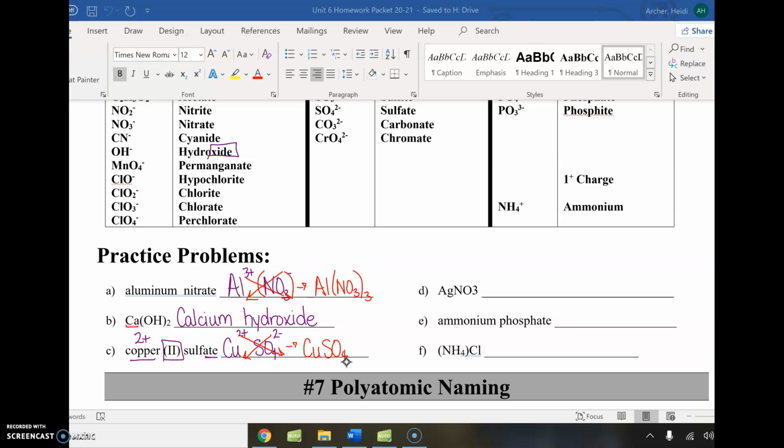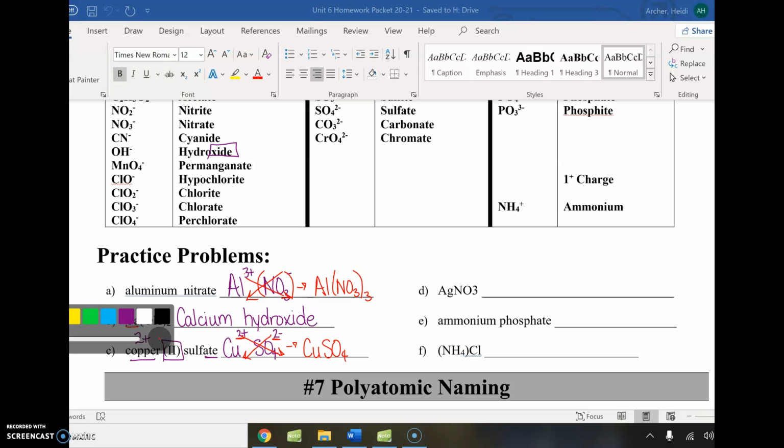When I see that my charges match, 2 and 2, I know that that is going to reduce down to 1 and 1. Even if it was 3 and 3, it would still reduce down to 1 and 1. The point is, those charges are already balanced. I have 2 in the plus category, and I have 2 in the minus category. So it's always going to reduce down to 1 and 1.